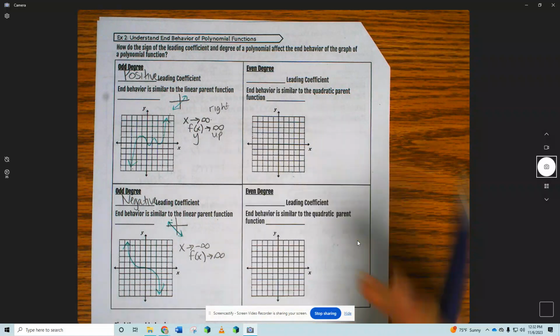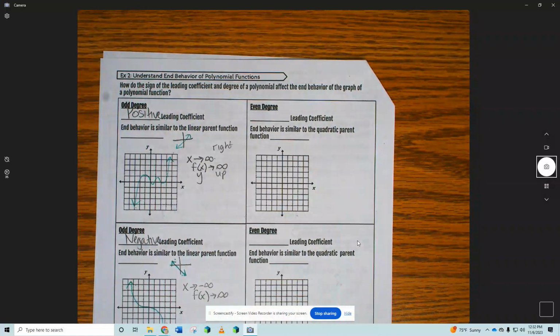I forgot to finish the top one, you guys. I forgot to finish this one. Yeah, I don't know what to put there. I need to go back to that because I forgot to finish it.